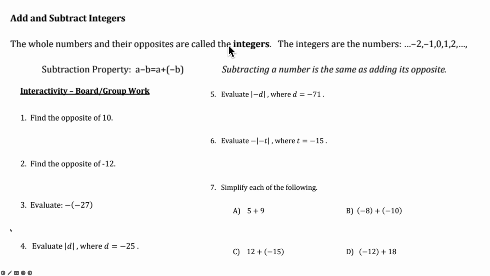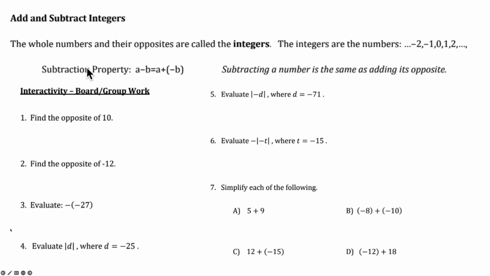So we're going to look at integers. Now, integers are the set of whole numbers and their opposites. So whole numbers: 0, 1, 2, 3, 4, 5, 6, 7, then you put a negative on them: negative 1, negative 2, negative 3. You'll notice that there's no such thing as negative 0. 0 is neither positive nor negative. It is neutral.